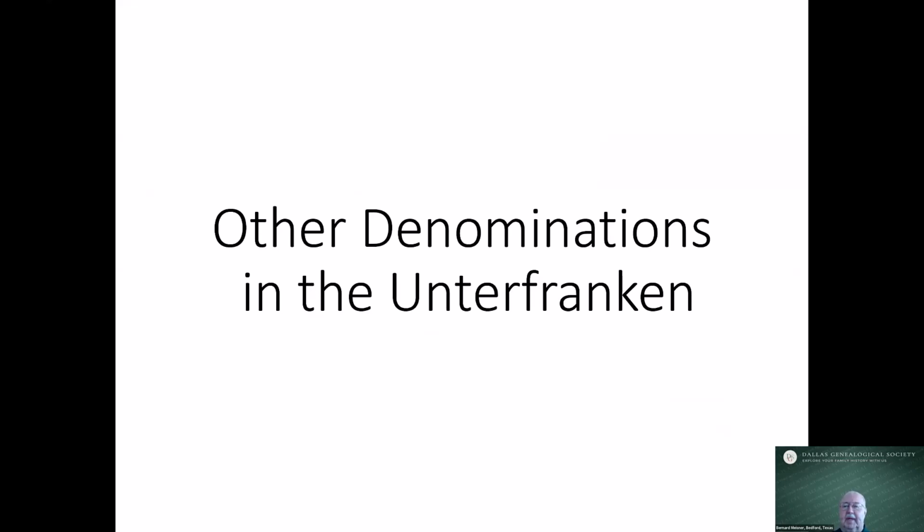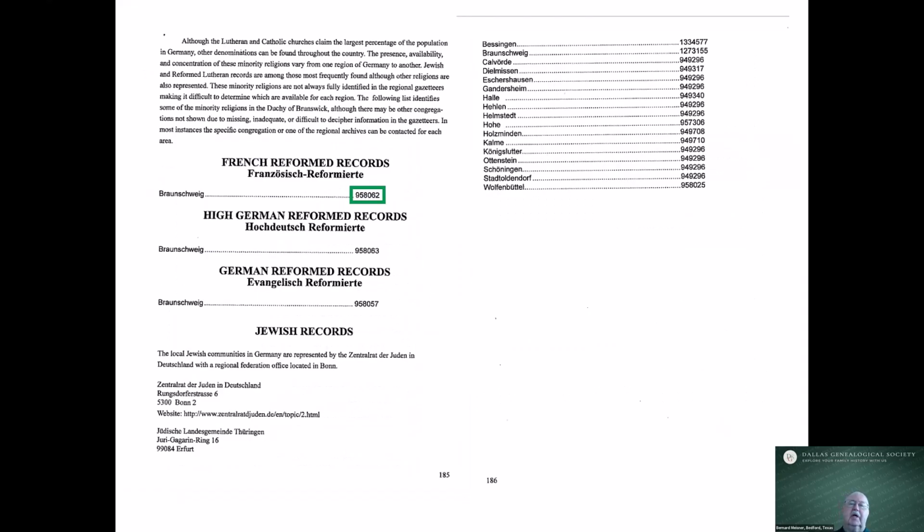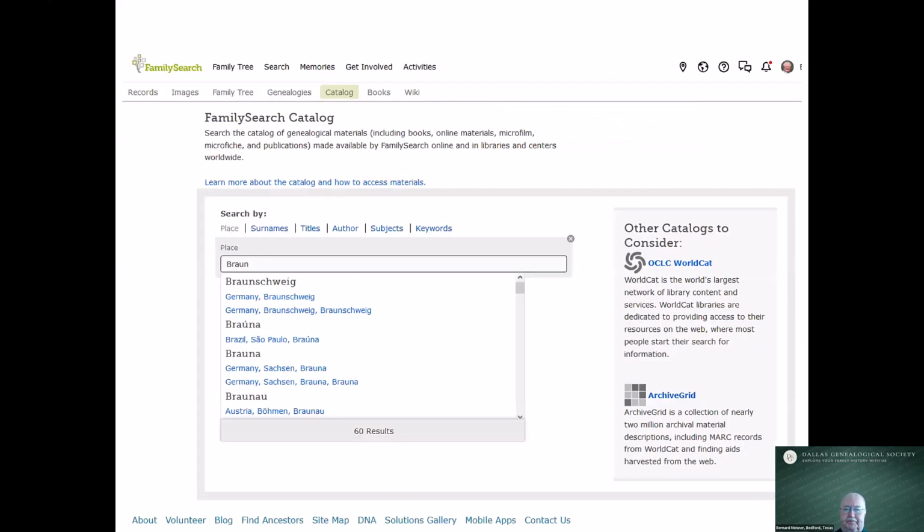So what about other denominations? We saw the Catholic and the Protestants. Again, on the table of contents, we can see the other churches. We can see in the Unterfranken, this is the whole region, there are French Reformed records. There's records for High German, German Reformed, and Jewish. And notice all these have numbers. Those are the microfilm numbers of the first of what may be more than one microfilm that were in the family history library at the time the book was published.